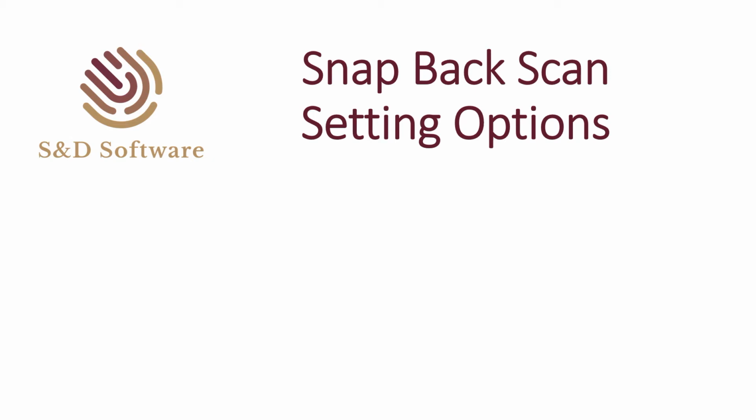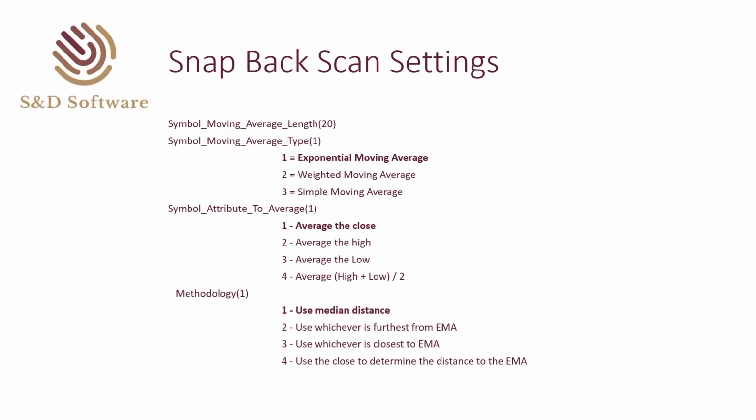In this segment, we're going to talk about the snapback scan and the different options, what is allowed for the different settings. So when you look at the simple moving average, that is a length. You can have any one or greater number for that whole number.